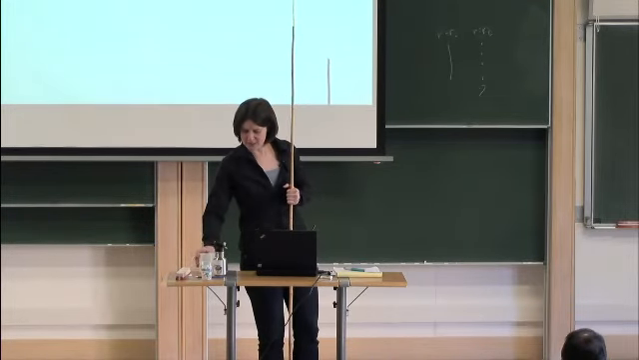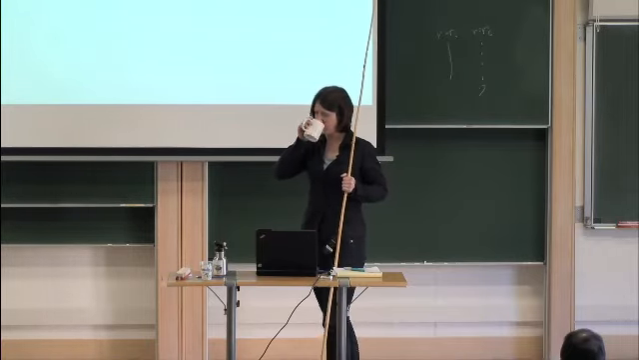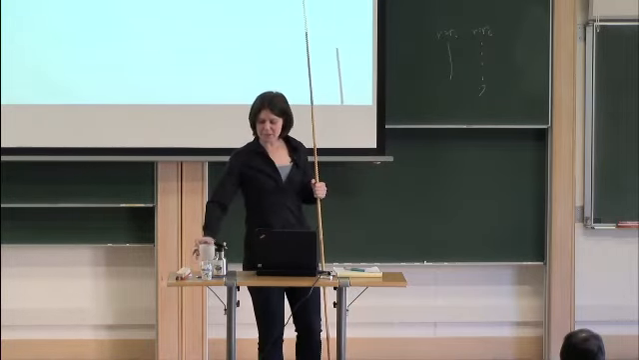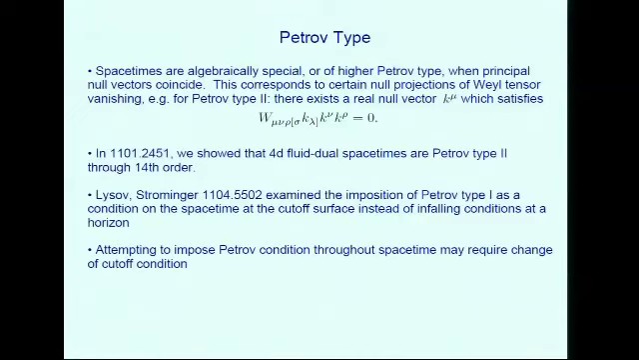And something that we found a hint of in our second paper was that maybe the spacetime could be algebraically special. So let me talk a bit more about that. This is the concept of Petrov type. Spacetimes are algebraically special, or of higher Petrov type, if they have principal null vectors that coincide. What this corresponds to is certain null projections of the Weyl tensor vanishing. Essentially, if a spacetime is algebraically special, it has some sort of alignment of its null vectors.